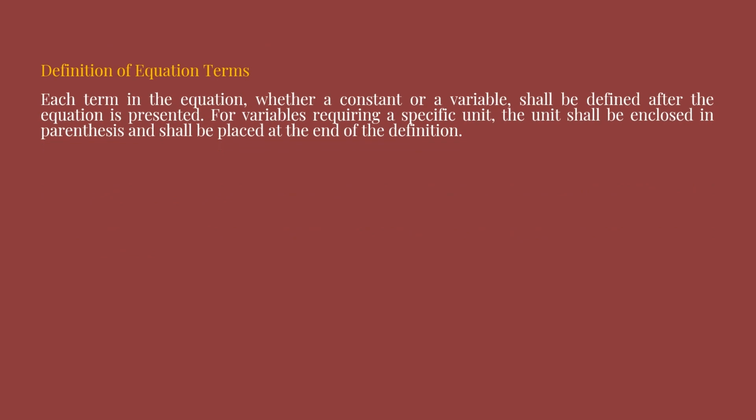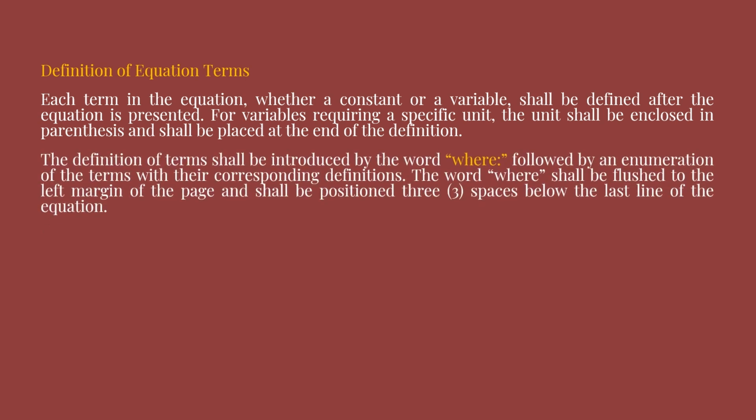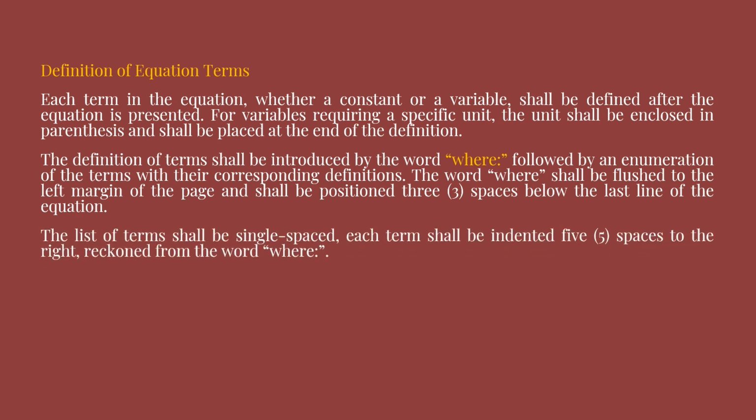Each term in the equation, whether a constant or a variable, shall be defined after the equation is presented. For variables requiring a specific unit, the unit shall be enclosed in parentheses and shall be placed at the end of the definition. The definition of terms shall be introduced by the word where, followed by an enumeration of the terms with their corresponding definitions. The word where shall be flushed to the left margin of the page and shall be positioned 3 spaces below the last line of the equation. The list of terms shall be single spaced. Each term shall be indented 5 spaces to the right, reckoned from the word where.